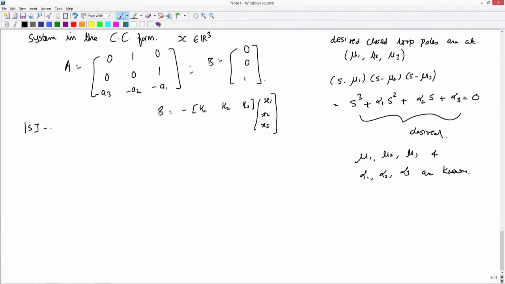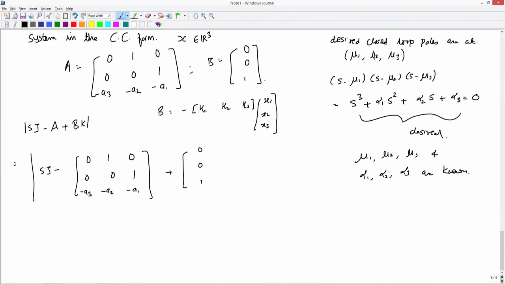So, what is the characteristic equation? It is determinant of S I minus A plus B K. So, this would simply be S I minus A, where A is 0, 1, 0, 0, 0, 1, minus A3, minus A2, minus A1, plus B, which is 0, 0, 1, times K1, K2, K3, and this minus will show up here.